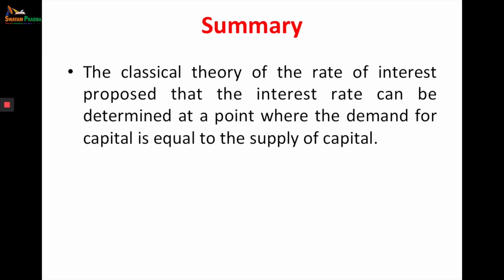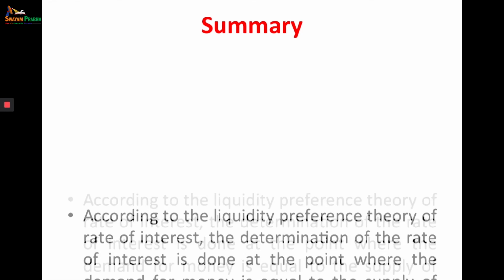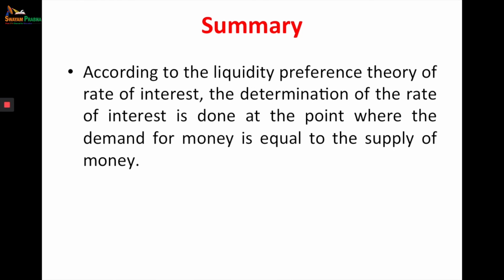Classical theory says that the rate of interest will be determined where the demand for capital is equal to the supply of capital, whereas new classical says no, loanable funds play an important role, where demand for loanable funds is equal to the supply of loanable funds, and that point will be the equilibrium point. Whereas the third important theory, the Keynesian liquidity preference theory of interest, says that the point where demand for money is equal to the supply of money is the point of determination of the rate of interest. With this, thank you very much.